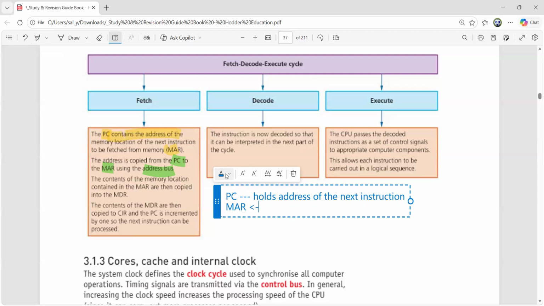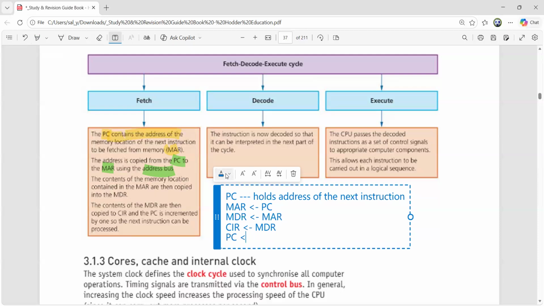So just making a shortcut for this whole process. Then from MAR, it moves to MDR, memory data register. And then from this, it moves to CIR, current instruction register, and then you can mention the PC is increased by 1. PC equals PC plus 1. So the whole process is explained in the form of these, to make you understand the process.